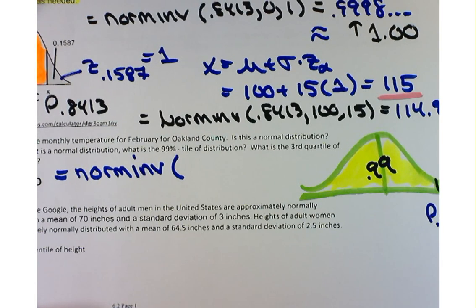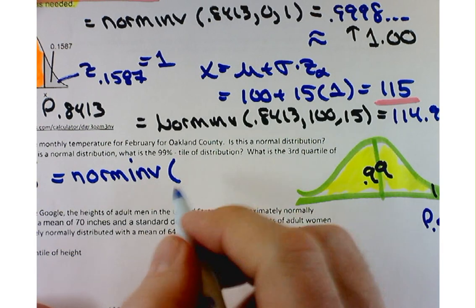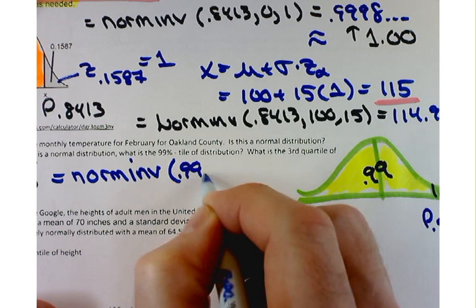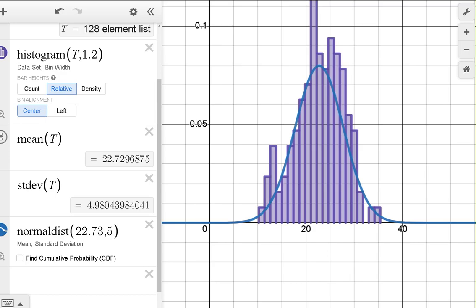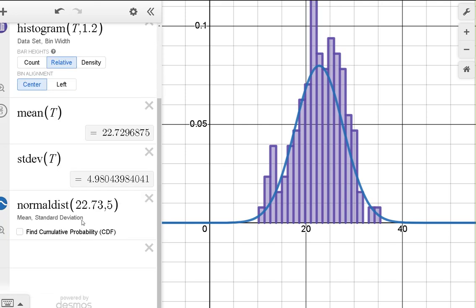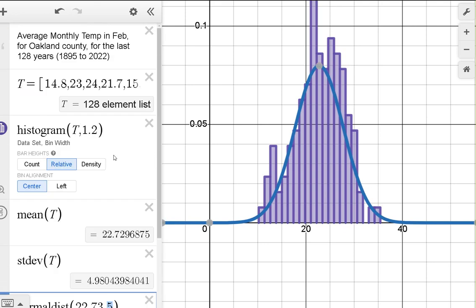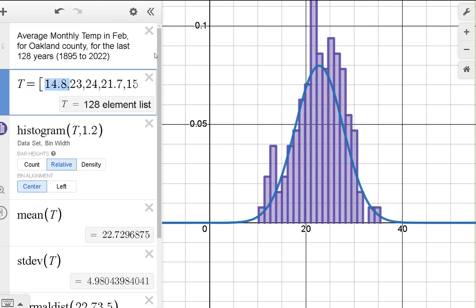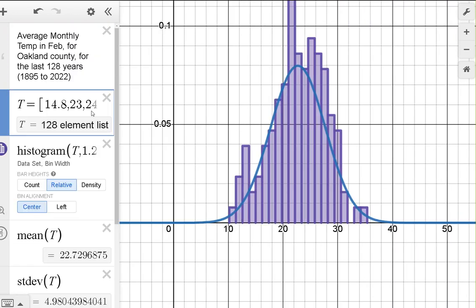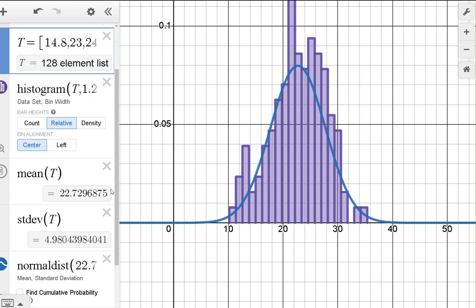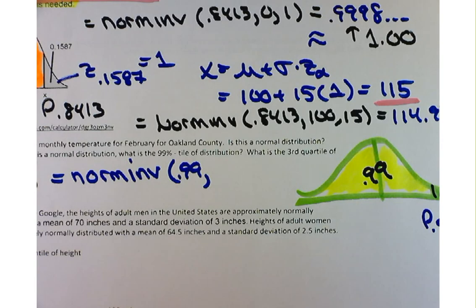Let's think about what else we need here. We're going to put in the area in the left tail, which is 0.99. And let's look back at our little Desmos thing here. The mean is about 22.73 and the standard deviation is about 5. That's for the data that's mostly hidden behind this. You can see more of it that way, but I'm not going to show you all 128 items. So we're just going to go with a mean of 22.73 and a standard deviation of 5.